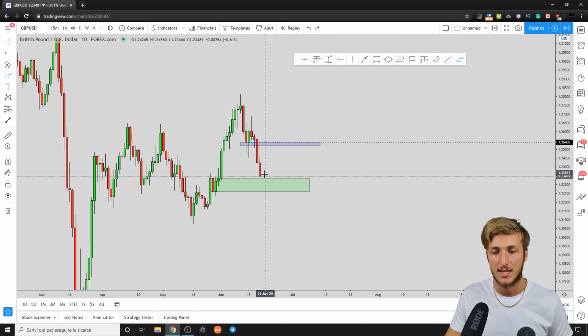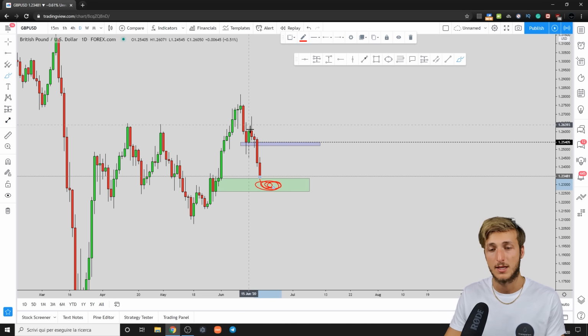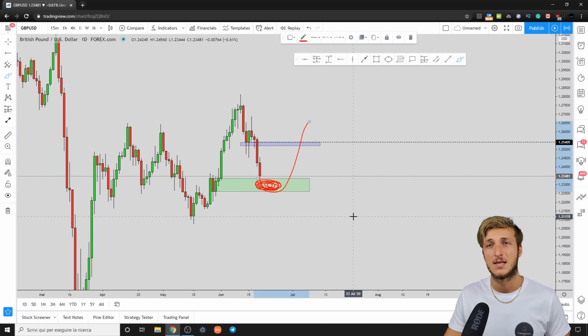So we can expect inside of here to find some strong buying pressure, considering that during this move to the downside, hedge funds have been closing their shorts and opening more longs. So we can expect from here to see the market start a nice move to the upside.